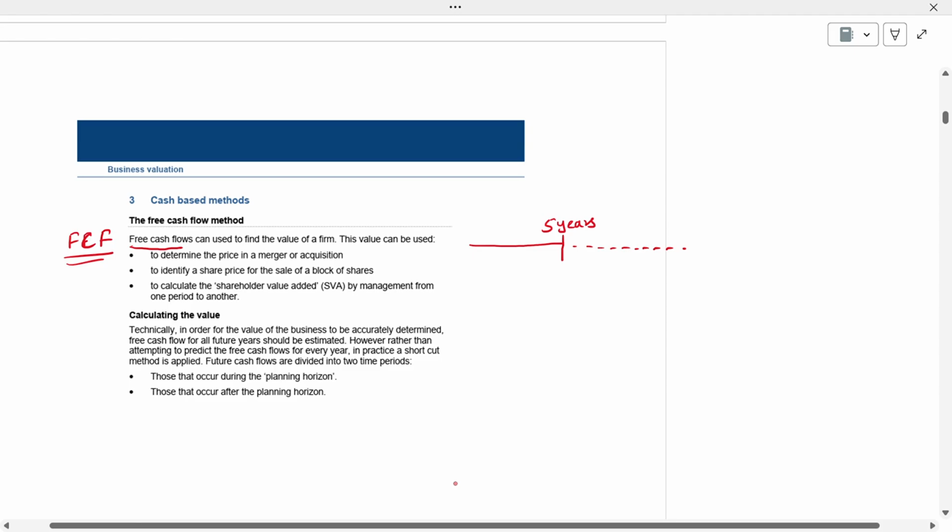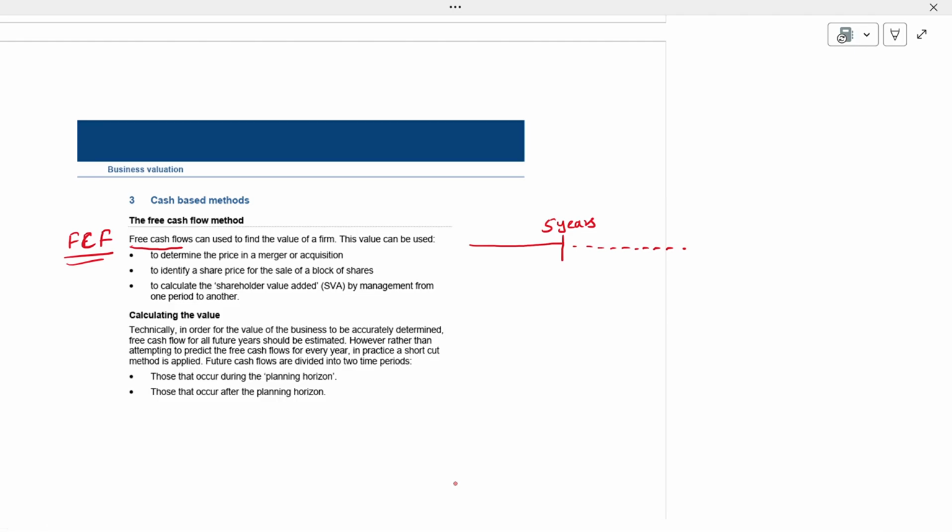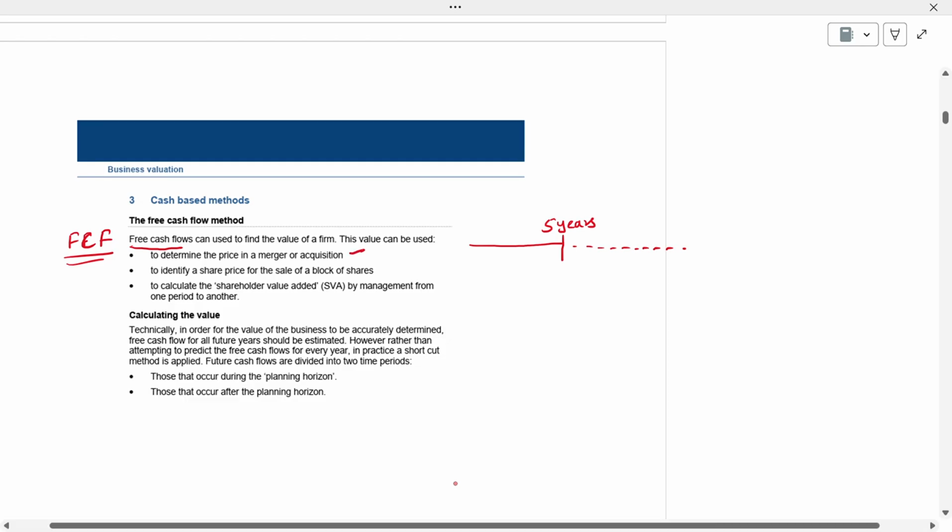See, 5 years estimation is also not accurate, as simple as that. But in theoretical, in the learning process, we'll take 5 years. But beyond 5 years, we'll say it is free cash flow. It can be used for the valuation of the firm, to determine the price of mergers, to identify the share price of the sale of a block of shares and the share value added.